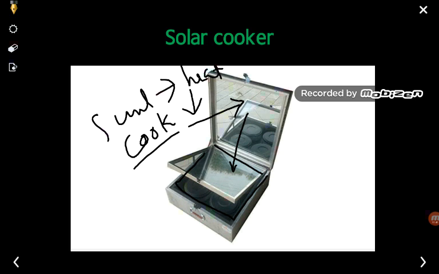So this is again a device which is non-polluting when we are utilizing solar energy, which is a renewable source of energy.